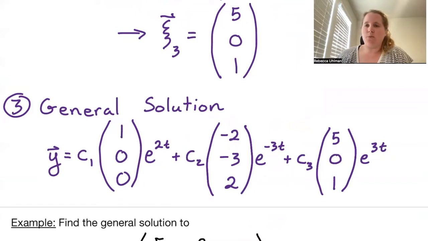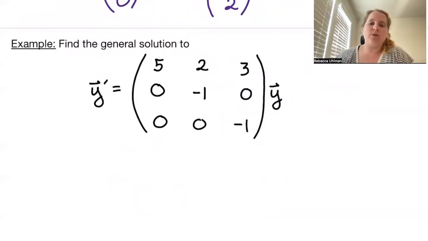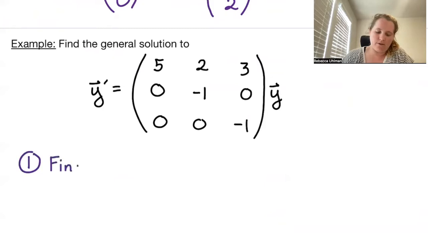Let's go ahead and do one more example. Let's find the general solution to y prime equals A times y, where A is the 3 by 3 matrix, first row 5, 2, 3, second row 0, negative 1, 0, and last row 0, 0, negative 1. So again, the first thing we need to do is find the eigenvalues.